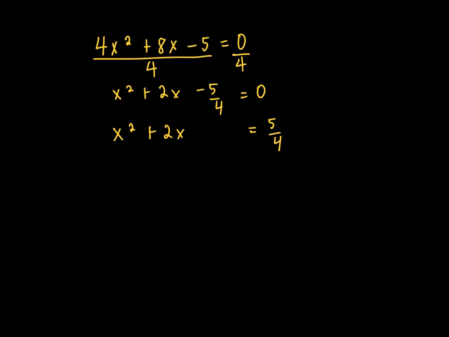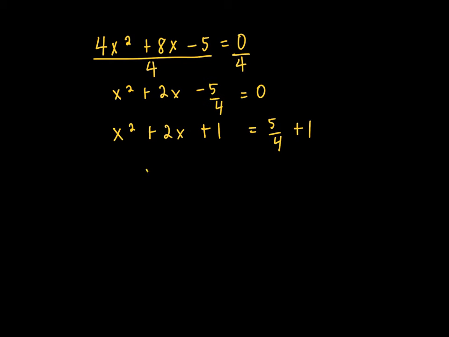Now, at this point, ask yourself, what should I add on the left-hand side to make the left-hand side a perfect square trinomial? Pause the video and write the next part of the solution. Okay, correct. You should have added 1 on both sides. Now, I'm going to give you time, pause the video, to simplify the equation.